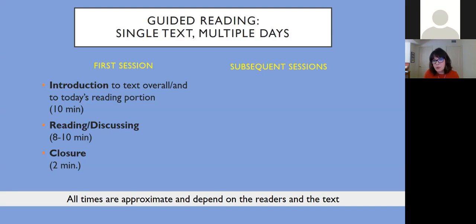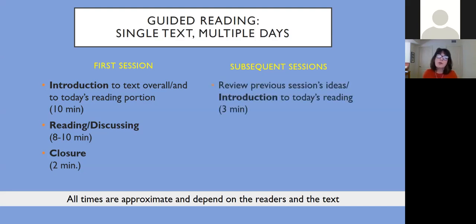Now, on the subsequent sessions, what I want to do is think about a quick review of the previous session's ideas and then introduce today's reading portion and the work that we'll do around it. You'll notice the timing's about 3 minutes here. What you don't want to do on a subsequent session is to start with this question: What did we find out yesterday? What were we learning about yesterday? If I ask it as a question, we'll spend several minutes talking through yesterday.